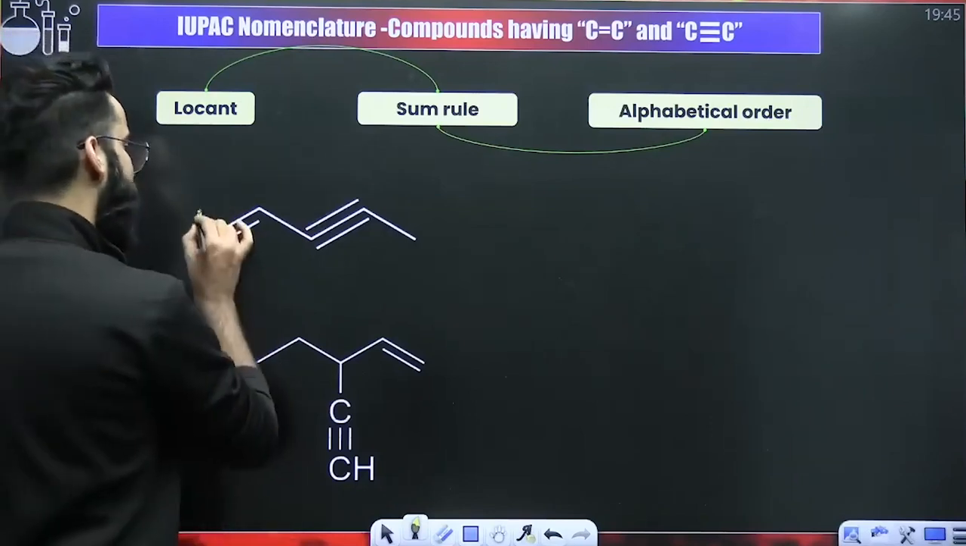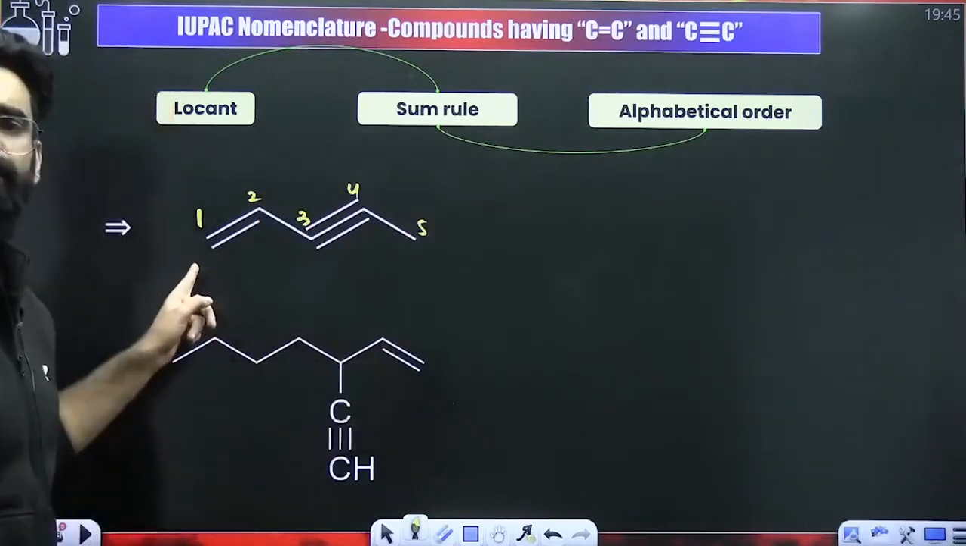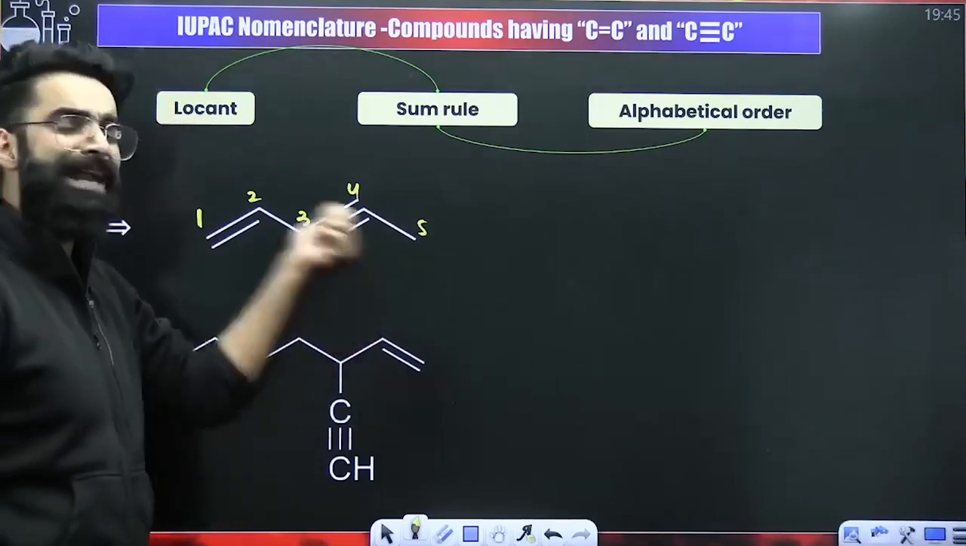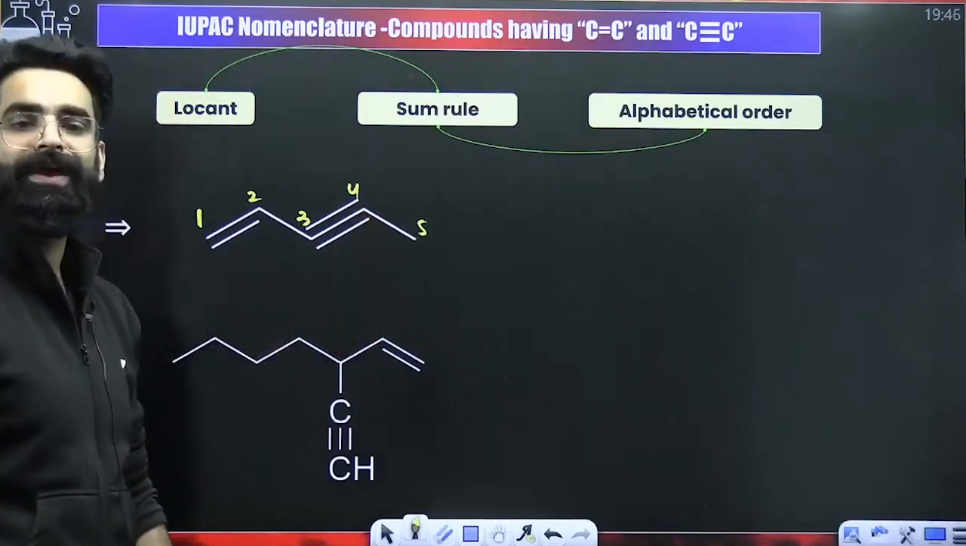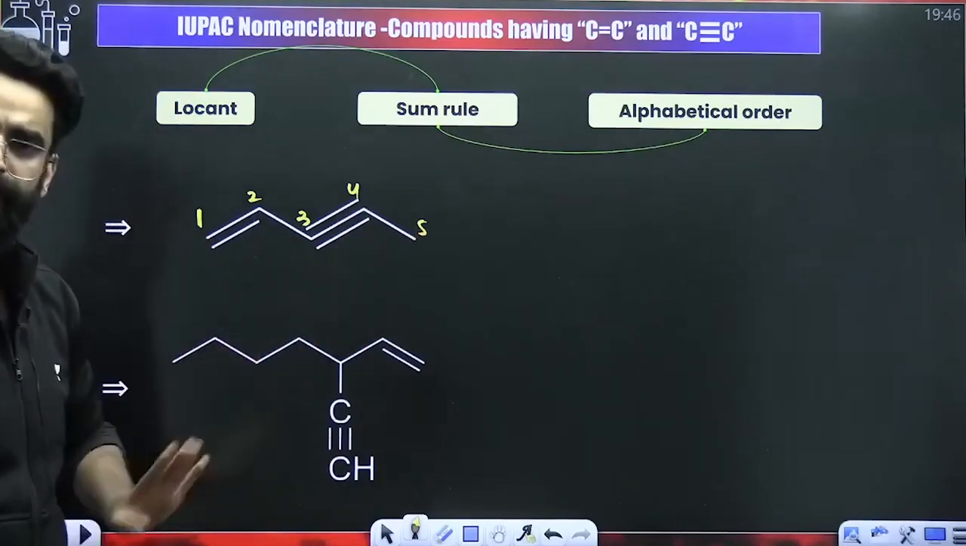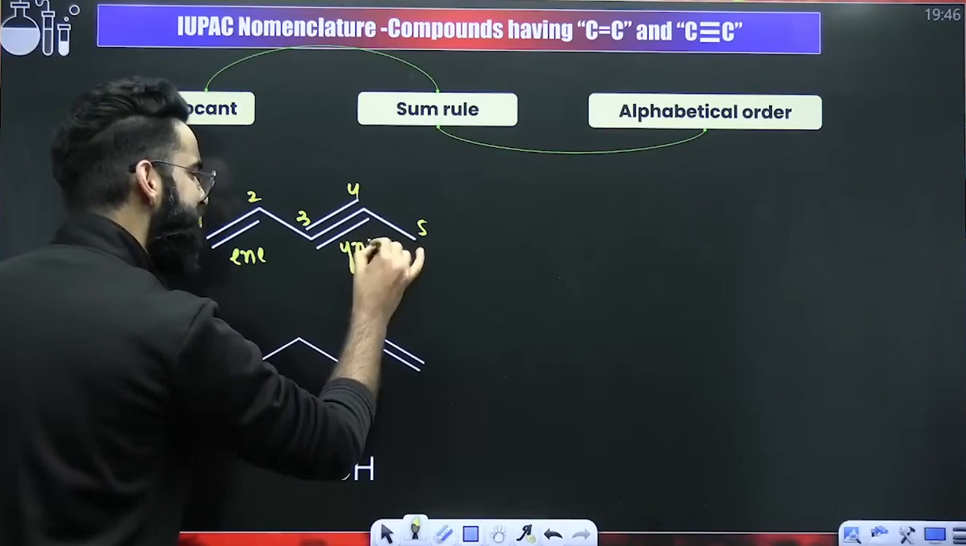If I start the numbering from here, 1, 2, 3, 4, 5, here the first locant is getting number 1. If I start the numbering from right to left, then the first locant will be getting number 2. So this is my correct numbering. Now, guys, this is ene and this is ine.